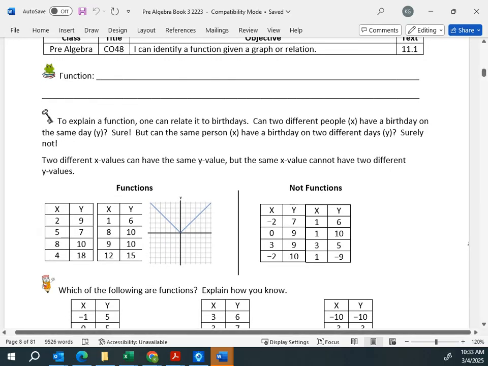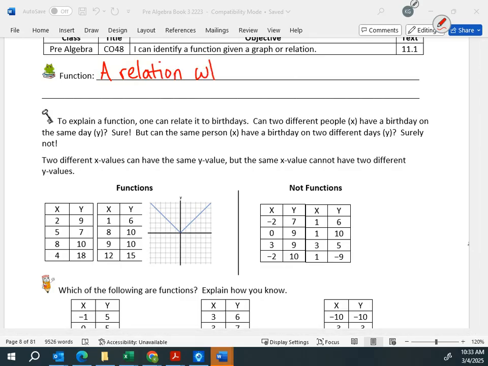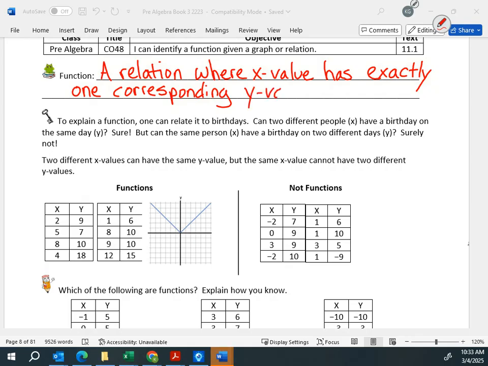All right, first thing we're going to do, if we can identify a function, we need to know what a function is. A function is a relation where every x value has exactly one corresponding y value.